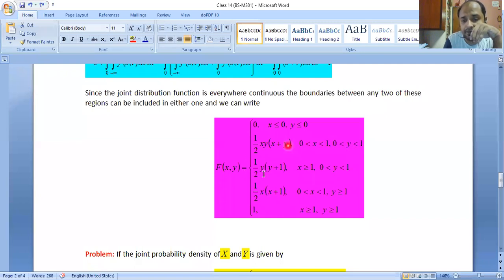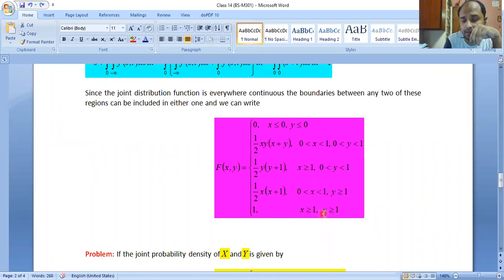It becomes half into (y plus 1) when x is greater than or equal to 1 and y lies between 0 and 1. It becomes half into (x plus 1) when x lies between 0 and 1 and y is greater than 1. And this becomes 1 when x is greater than or equal to 1 and y is greater than or equal to 1.